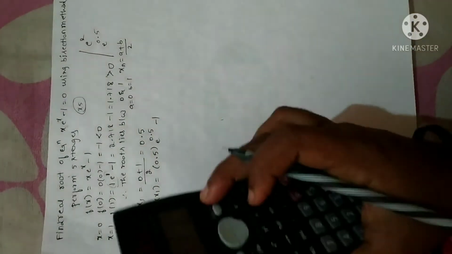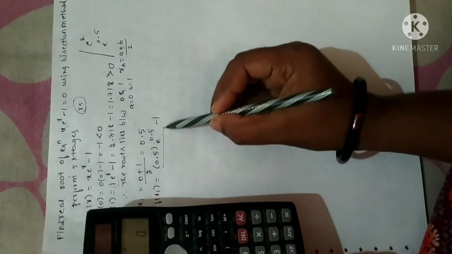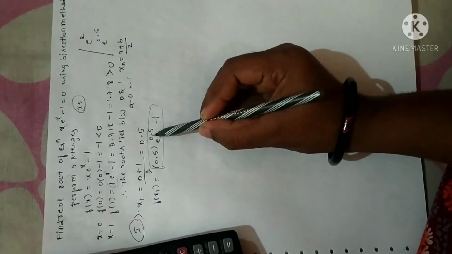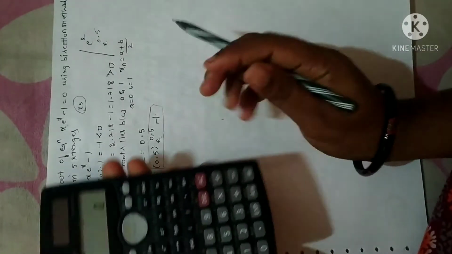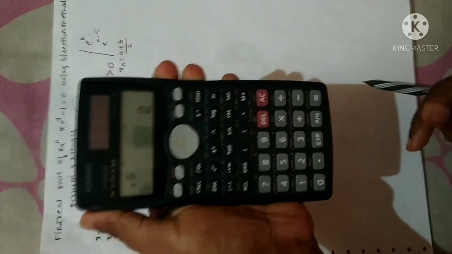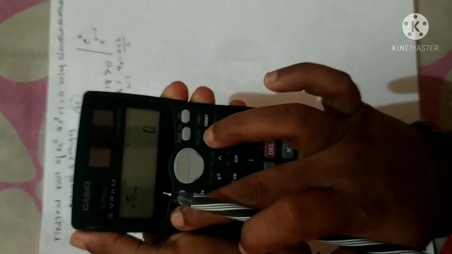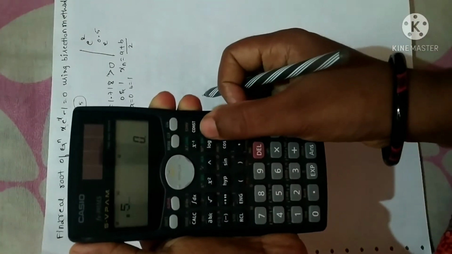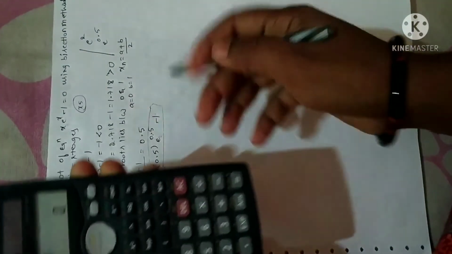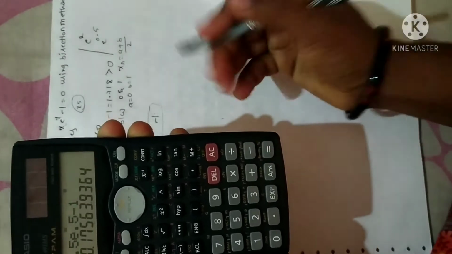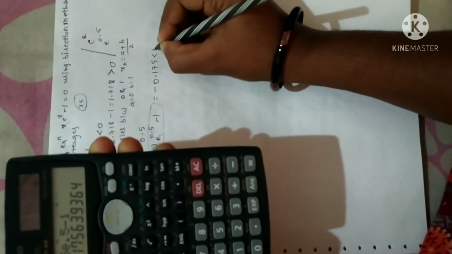Now here comes the calculation part. Look at the calculator and observe carefully. 0.5 into e power of 0.5 minus 1. I'll simplify this in one shot. See here: first click 0.5. Next, e power of 0.5 I have. Click shift, ln, 0.5. Next, minus 1. That will give us minus 0.175. Anyhow, it is negative.